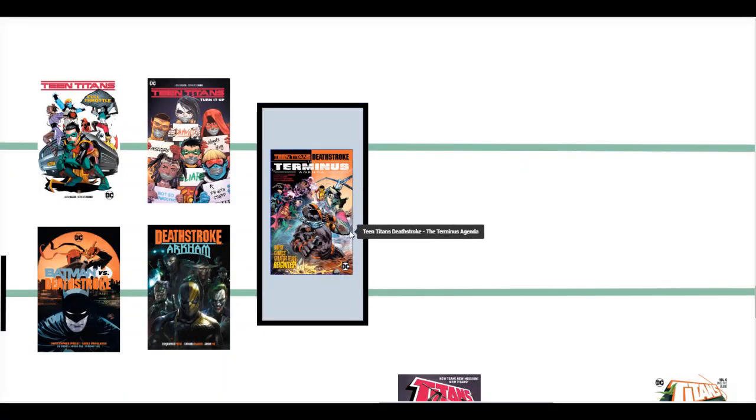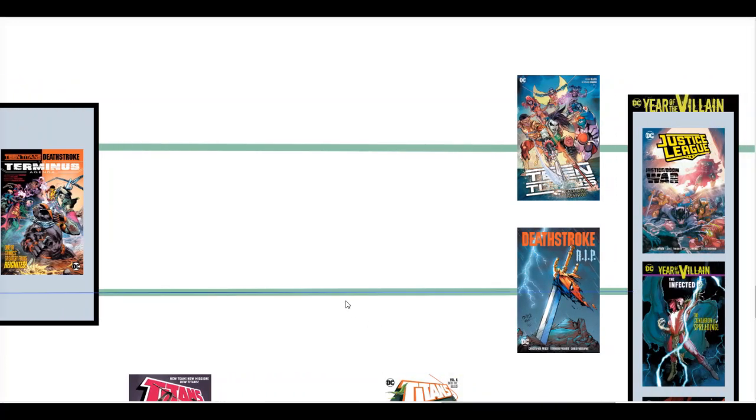So back at the map, we have the Terminus Agenda here, which we just talked through, and then Deathstroke being the lower line here, then continues on with Deathstroke Volume 7, volume with a small v, which is called R.I.P., and this just contains issues 44 to 50. The reason that I put it all the way over here is pretty much all of those issues are tied into Year of the Villain, but again, these are totally optional tie-ins.